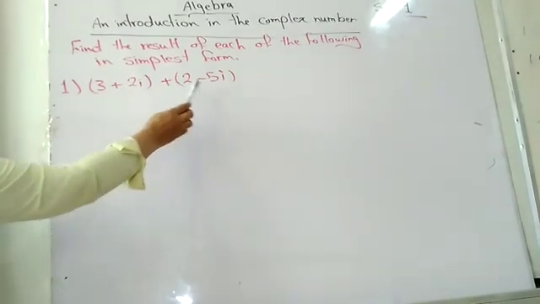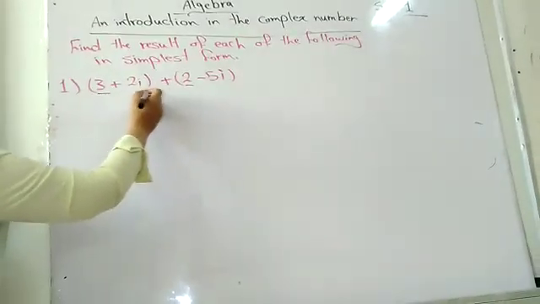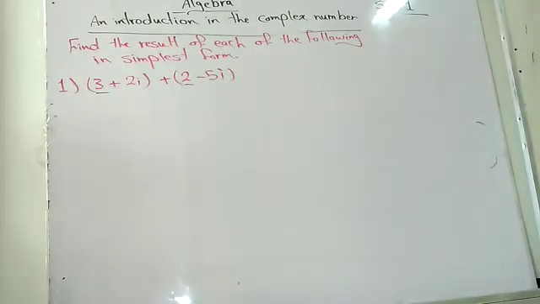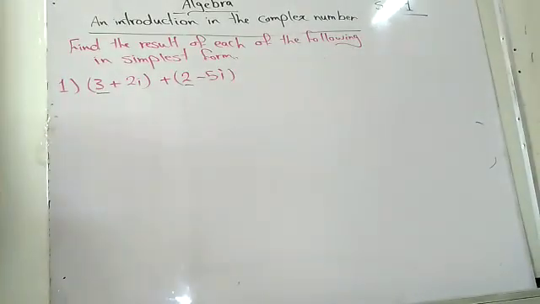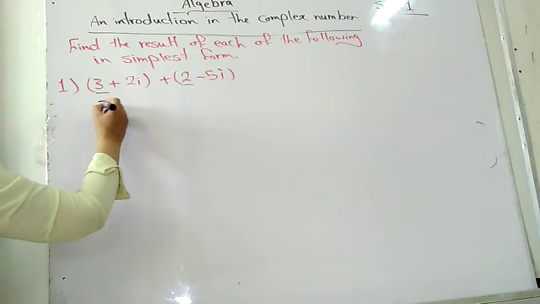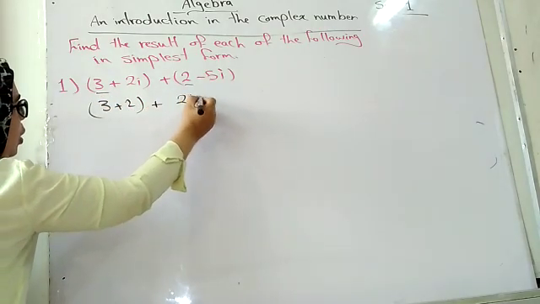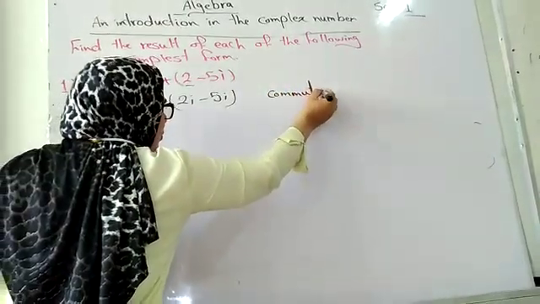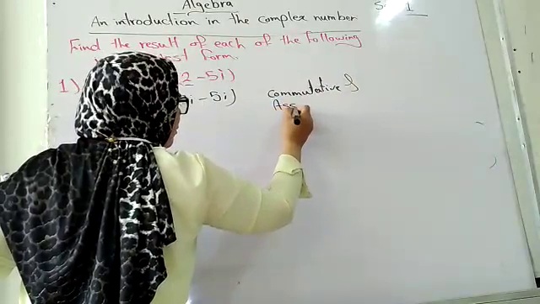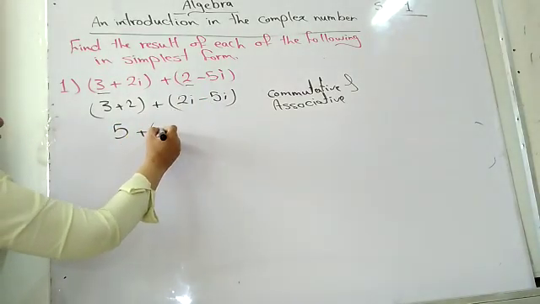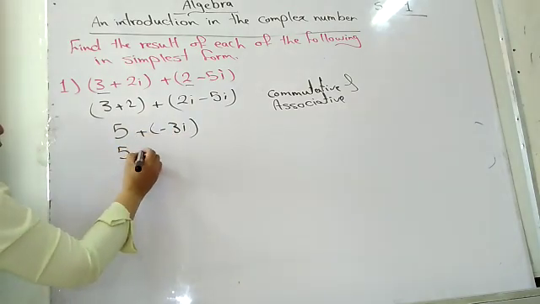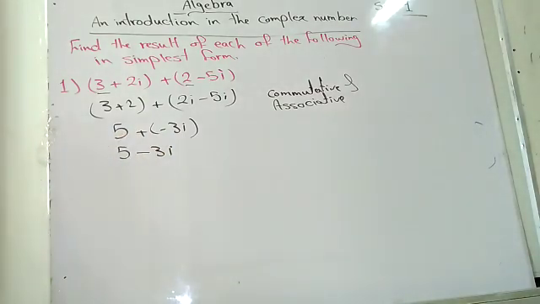If we want to add two complex numbers, we can add the real part with the real part and the imaginary part with the imaginary part. We can use the properties we studied before, such as commutative and associative. Commutative to change the places of the numbers, and associative to choose the numbers we will add together. So we can make 3 plus 2, plus 2i minus 5i. What is the property we use? Commutative and associative. Now 3 plus 2 will be equal to 5, plus 2i minus 5i, negative 3i. Positive with negative equals negative, so it will be 5 minus 3i. Okay, another example.